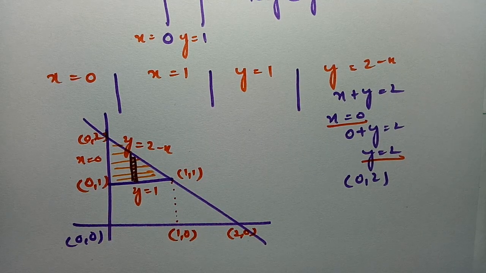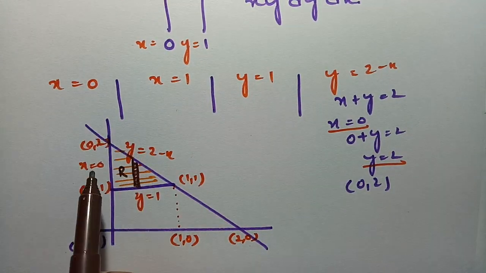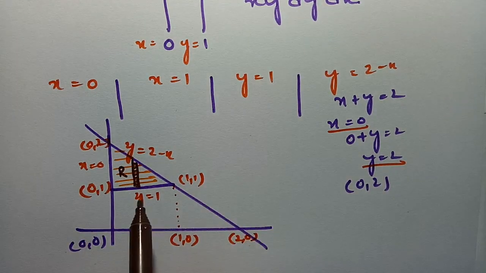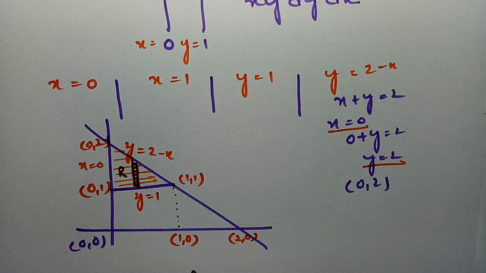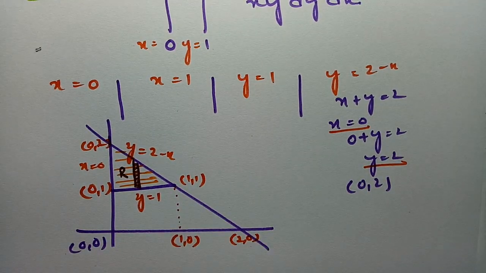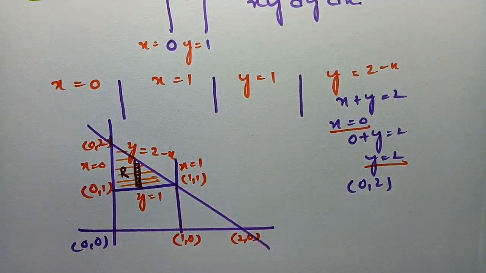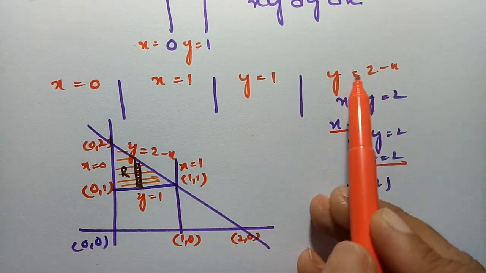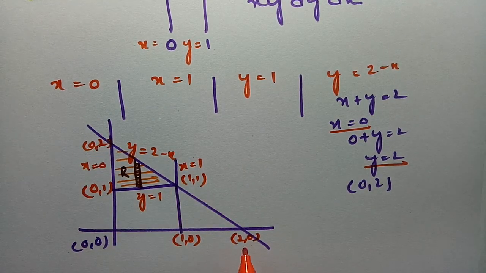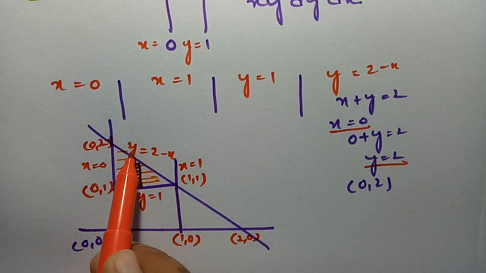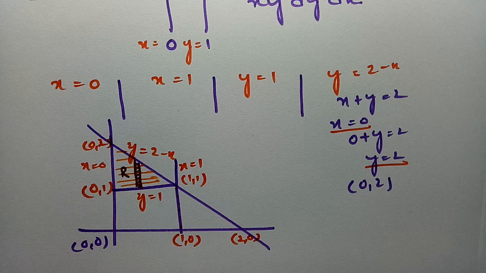In this region, we have to find the integration. x is equal to 0 is mentioned here, and y is equal to 1 is this line which is parallel to the x-axis, and this is the line x is equal to 1. And this is a straight line, that is x plus y is equal to 2, with points 0, 2 and 2, 0. In terms of y, it is y is equal to 2 minus x, and this is the vertical strip. So this is the region.